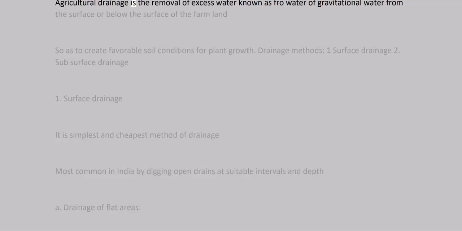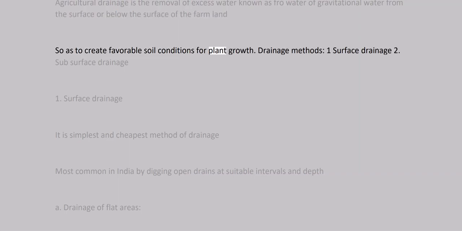Drainage. Agricultural drainage is the removal of excess water, known as free water or gravitational water, from the surface or below the surface of the farmland so as to create favorable soil conditions for plant growth. Drainage methods: 1. Surface drainage. 2. Subsurface drainage.